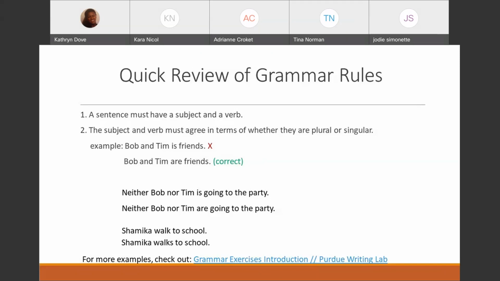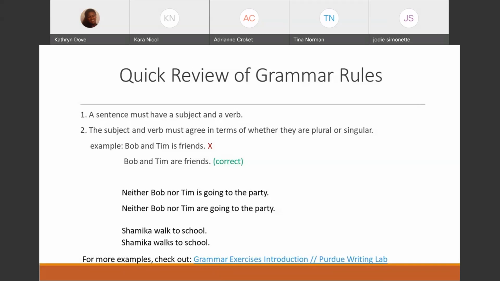Here's the next rule of grammar. This one's trickier. Neither Bob nor Tim is going to the party, or would you say neither Bob nor Tim are going to the party? What do you think about that, Jody? Which one of those is right? Which one's wrong? The first one is right. The second one is wrong. It's just the way it sounds. You're exactly right. Neither Bob nor Tim is singular. If you said both Bob and Tim, that'd be plural. Tim is not going to the party. Bob is not going to the party. Singular. That is why the second example is wrong.